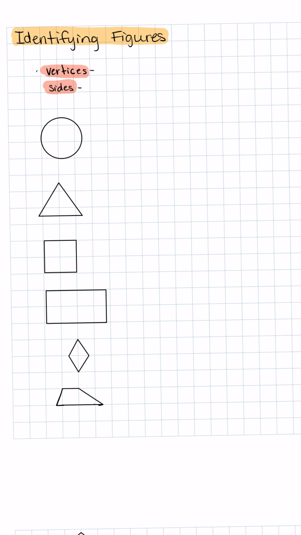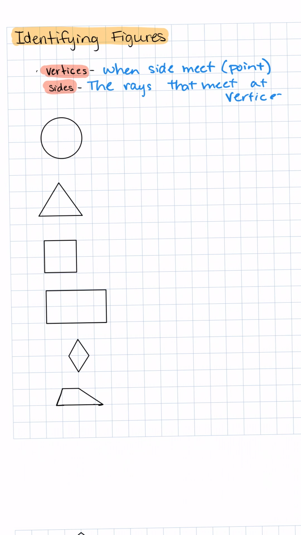Hi class, today we're talking about identifying figures. So first thing we need to know is what vertices are. Vertices are where two sides meet, and it's usually at somewhat of a point. Okay, and the sides are the rays that meet at vertices. So we'll point these out as we go.